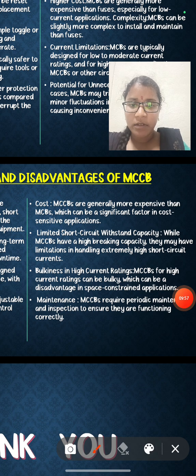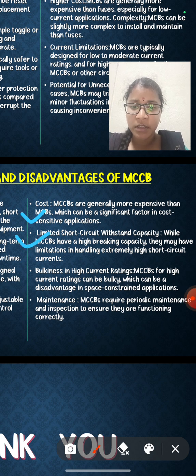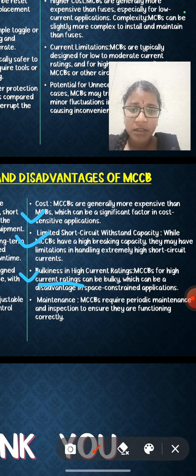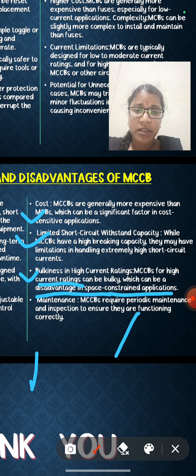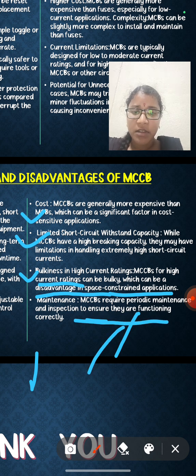Okay. Next, what are the disadvantages? Cost, limited switching, short circuit, and bulkiness in high current ratings. MCCBs for high current ratings can be bulky, which can be a disadvantage in space constrained applications. Again, what is the disadvantage? Maintenance: MCCB requires periodic maintenance and inspection to ensure it is functioning correctly.